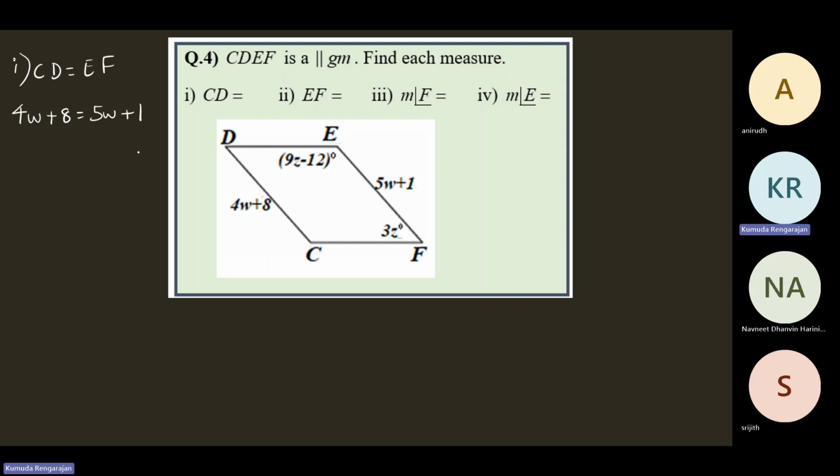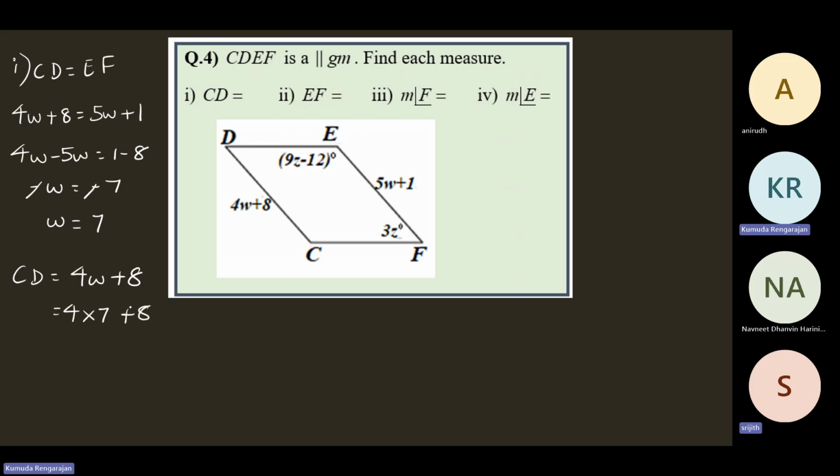Now we need to solve this equation. So 4W minus 5W is equal to 1 minus 8. Minus W is equal to minus 7. Minus cancels on both the sides. W is equal to 7. So the value of the variable W is equal to 7. But the question is to find CD. So CD is given by the expression 4W plus 8. So it is 4 into 7 plus 8. 32, ma'am. 28 plus 8.